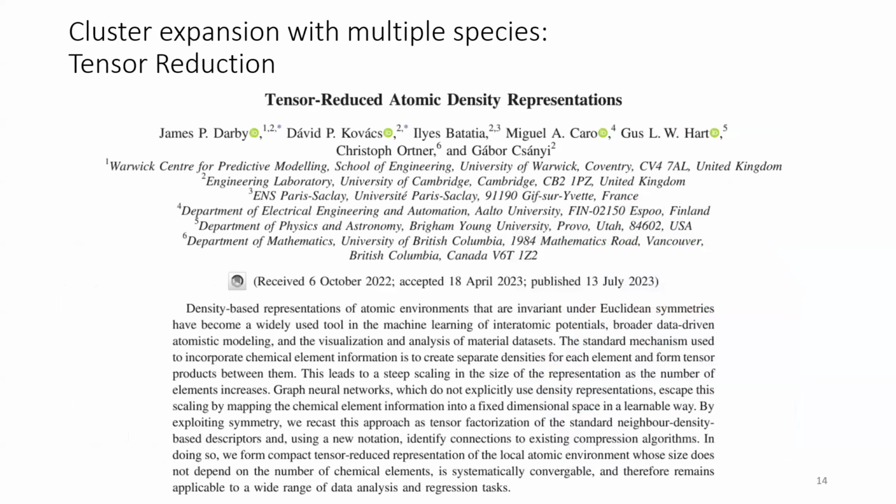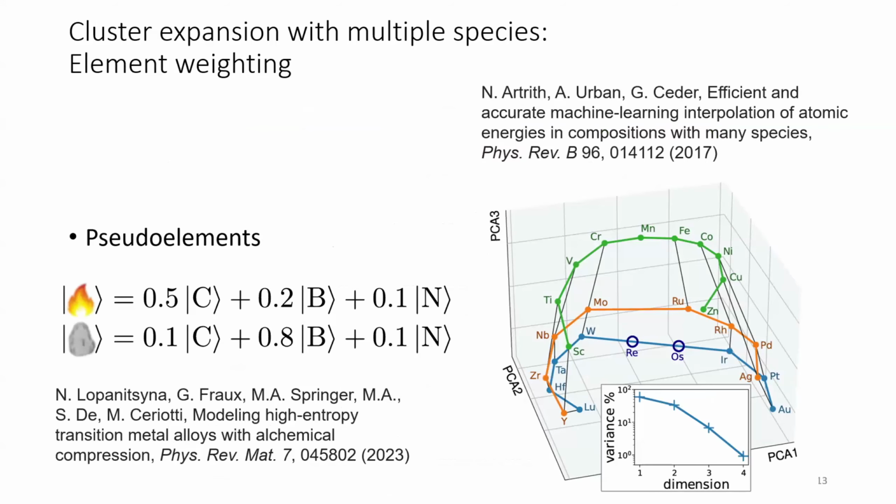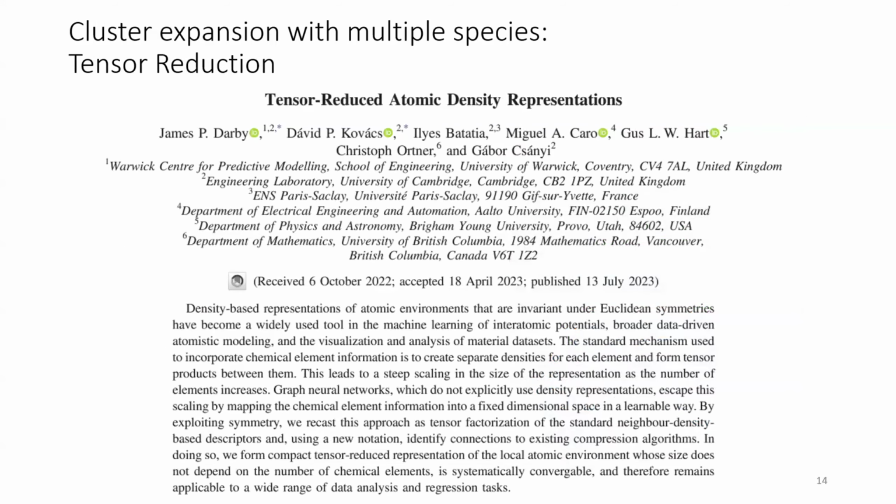These ideas are expressed in a slightly different way with some tweaks in a nice paper by James Darby and Gabor's group, Christoph as well, where they take a more mathematical approach. This picture is kind of intuitive, and then there's a more mathematical expression of some of these ideas as tensor factorizations or tensor reductions. So I recommend this if you want to understand a little bit more about how the species problem is tamed.